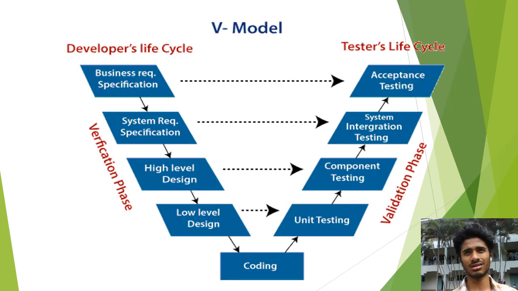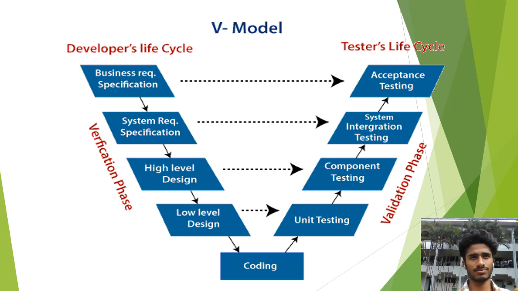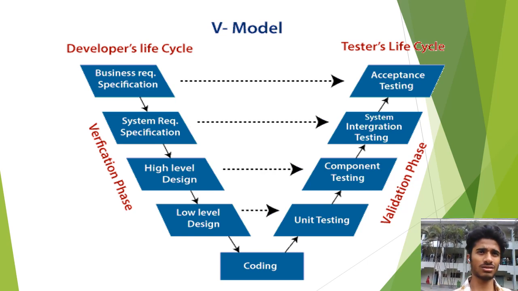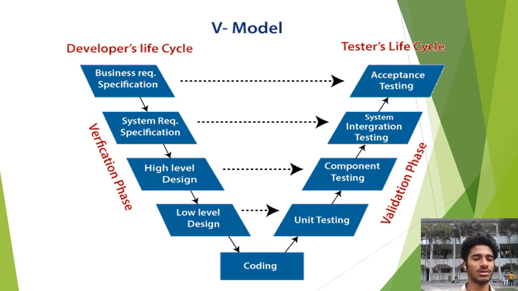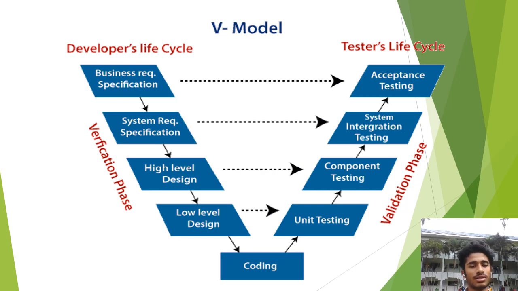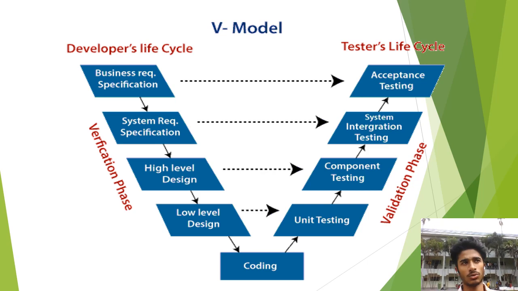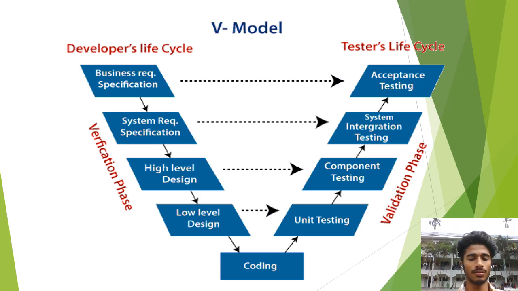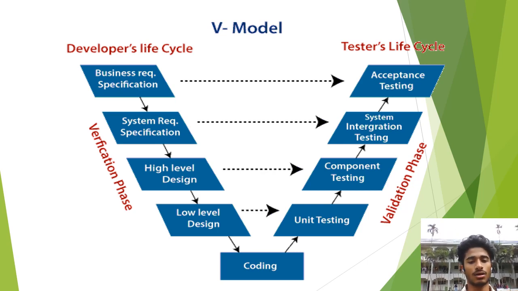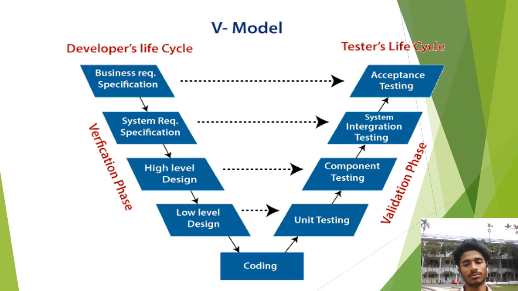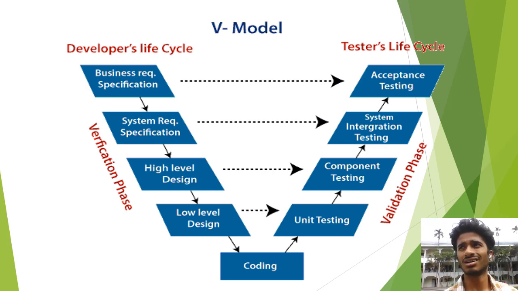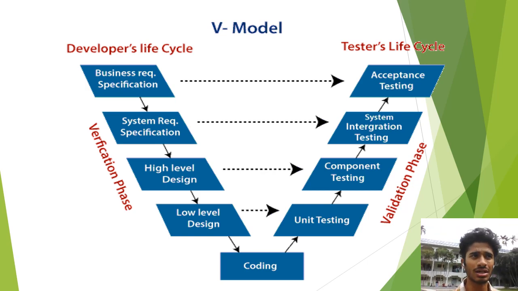What we are looking at is the flowchart of the V model, which is in the V shape. The first section is business request specification. Second is system request specification. Third is high-level design. Fourth is low-level design. And moving on to coding, and then unit testing, then component testing, then system integration testing, and the last one is acceptance testing.